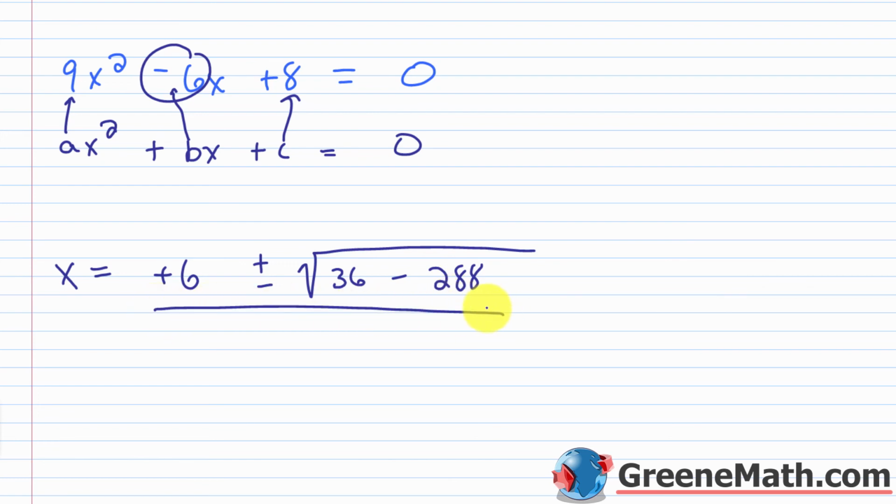This is over 2 times a. A is 9, so 2 times 9 is 18. Now, why did I say that you're going to have a problem? 36 minus 288 is a negative value, negative 252. Can I take the square root of a negative number? Well, I can, but not yet. The solution is not a real number. In this particular case, we'd stop and say there's no real solution.